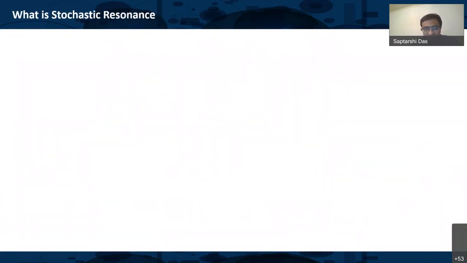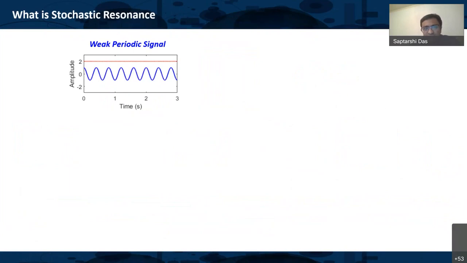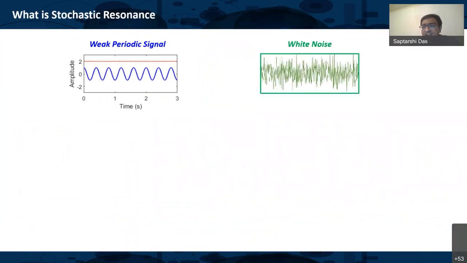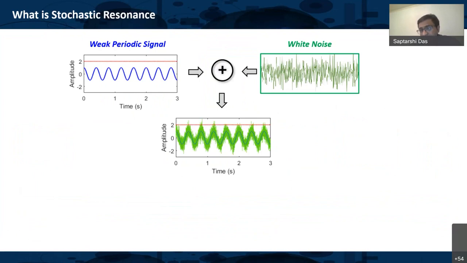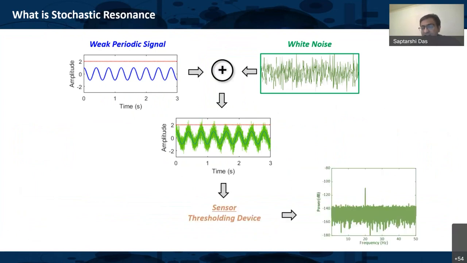So what is stochastic resonance? The concept is actually very simple. If you have a signal which is below the range of detection of your sensor, you wouldn't be able to detect that signal. But if you add a little bit of white noise, then periodically the signal will cross the detection threshold. And if you have a sensing device, then it can amplify that information and the signal gets detected. Because white noise has all types of frequencies, while the signal has a certain frequency, when the resonance occurs, you get the detection. And that's why it is called stochastic resonance.